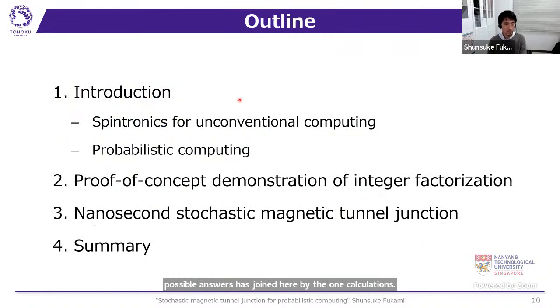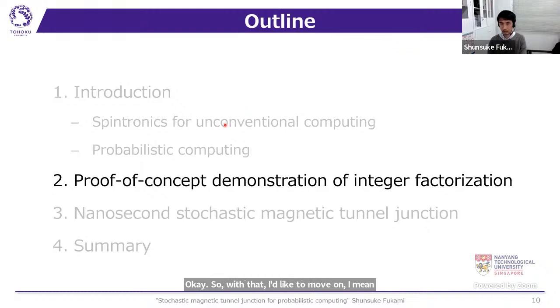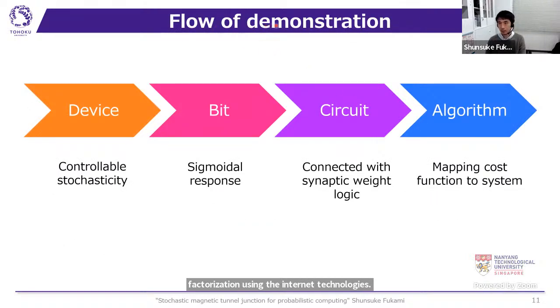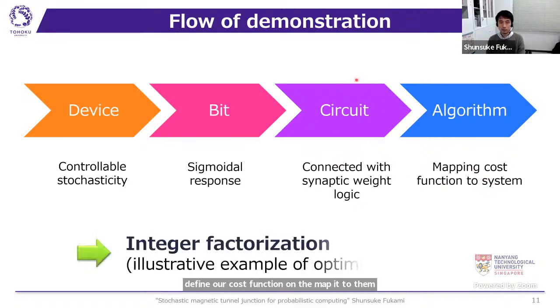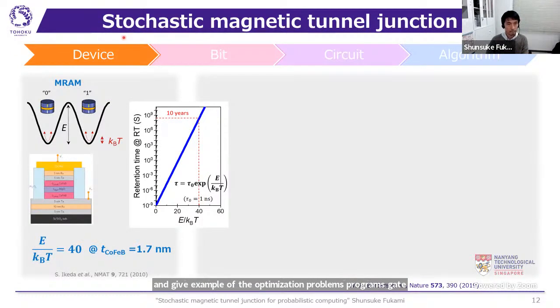With that, I will move on to the next part and present the proof-of-concept demonstration of integer factorization using spintronic technologies. The flow of the demonstration of probabilistic computing is shown here. First we need to construct a device which has controllable stochasticity. Then you construct a bit which shows a sigmoidal response to an analog input. After that, you construct a circuit consisting of probabilistic bits connected with synaptic weight logic. Then you define a cost function and map it to the probabilistic circuit. We chose integer factorization as an illustrative example of optimization problems. Let me show them one by one.